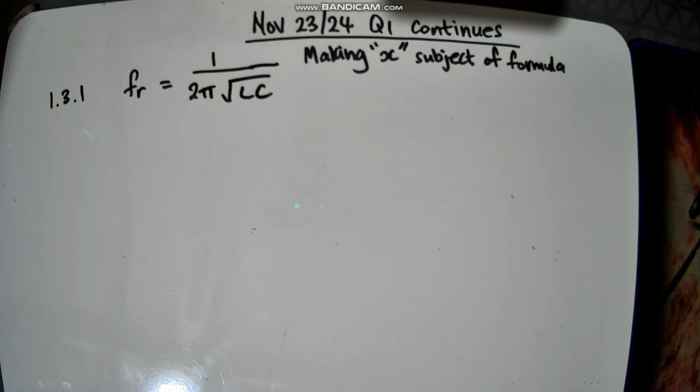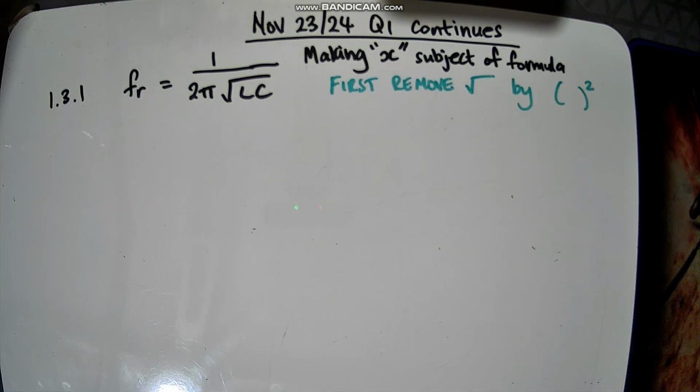So given this one, which is normally used in resonant frequency in electricity, Fr is the resonant frequency, L is the value of the inductor, C the value of the capacitor. In this question, it says that you must make L subject of the formula. So pause the video and see if you can do this.